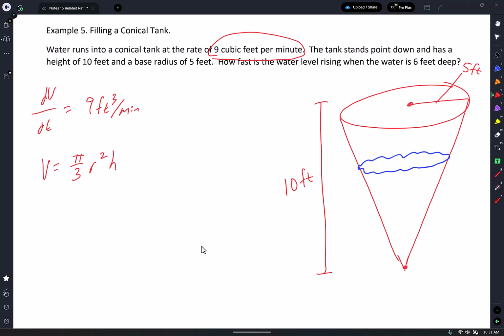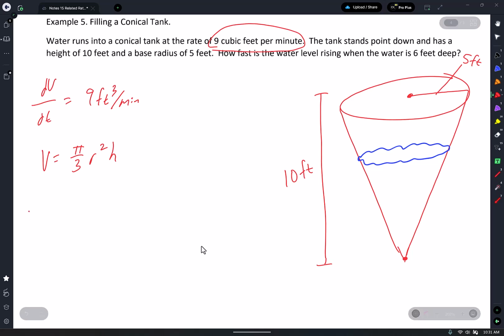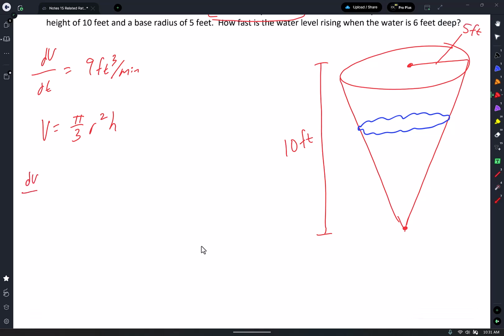I'm going to do it just like we did last time. I'm going to take the derivative with respect to what letter? t. dV/dt equals, leave the pi over 3 alone: first, r squared, times the derivative of the second, dh/dt, plus second, h, times the derivative of the first, 2r dr/dt. And I think we're good.